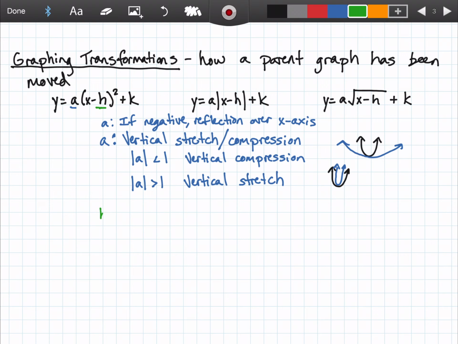Okay, next we're going to talk about H. H is going to represent a horizontal shift.